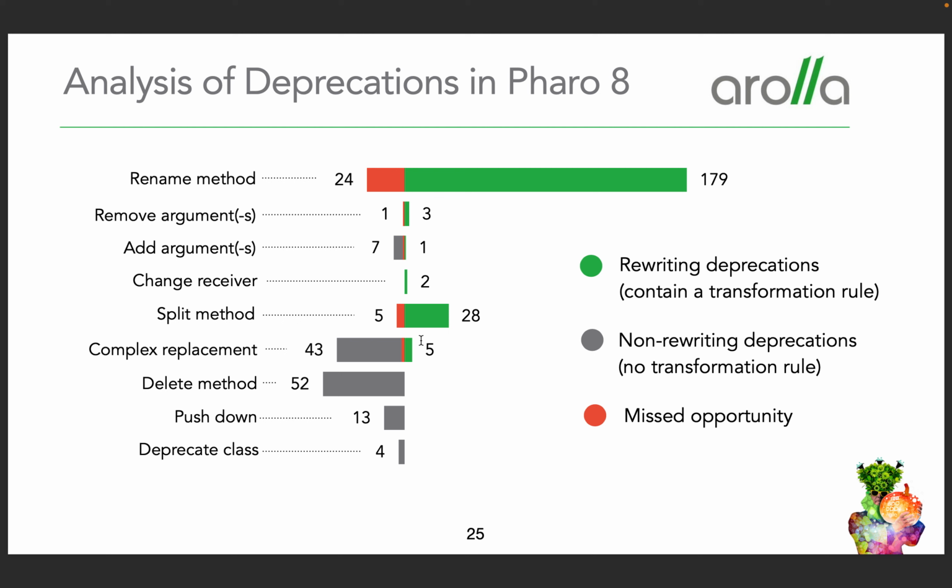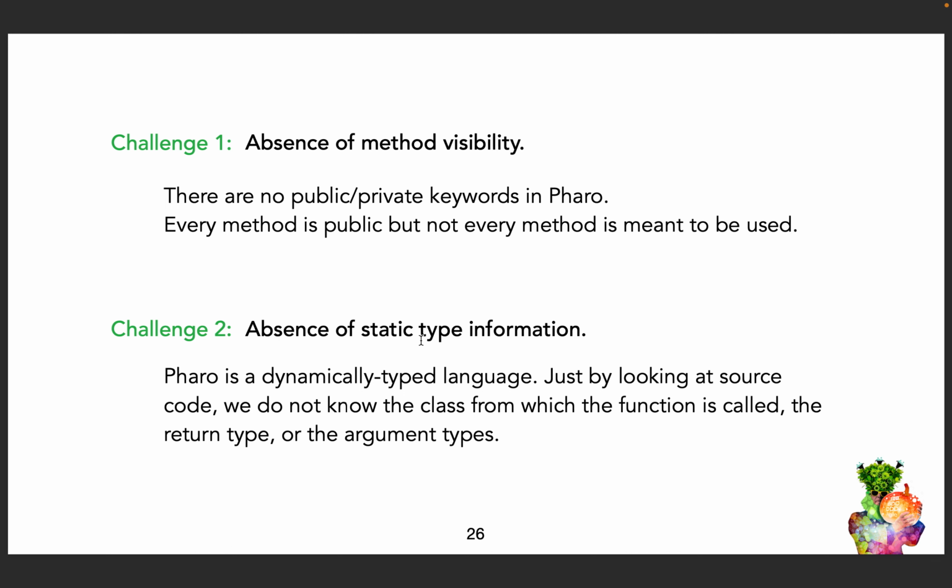And the same for split method, and the same for remove argument. So there is a lot of things that could be automated here. Now we will be proposing a tool for doing this in Pharo, but in case of Pharo we have two challenges, and these are also challenges that are similar for other dynamically typed languages.